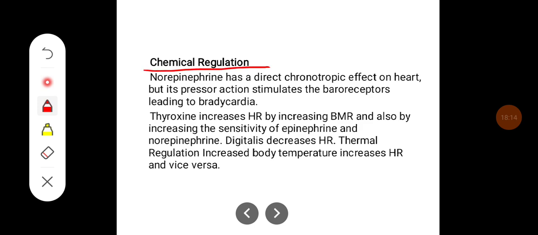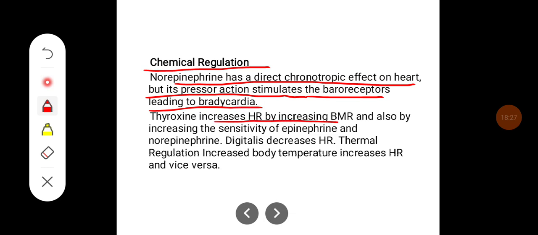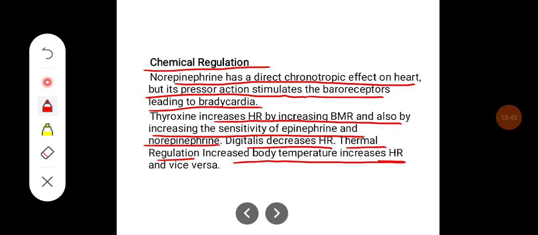Coming to chemical regulation, norepinephrine has a direct chronotropic effect on heart, but its pressor action stimulates the baroreceptor leading to bradycardia. Thyroxine increases the heart rate by increasing BMR and also by increasing the sensitivity to epinephrine and norepinephrine. Digitalis decreases the heart rate. In thermal regulation, by increasing the body temperature, the heart rate increases, and vice versa. That is, by decreasing the temperature, they decrease the heart rate.